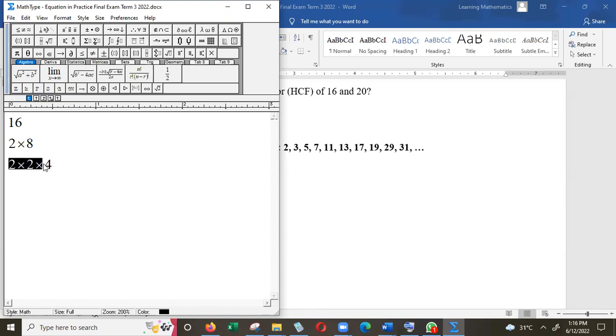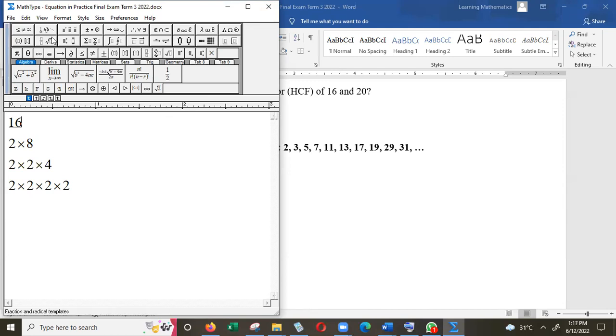Now 4 is not a prime number. So 4 itself can be written as 2 times 2. Okay, so 16 is actually 2 times 2 times 2 times 2. So here is 16 written as its prime factors, its prime factorization.